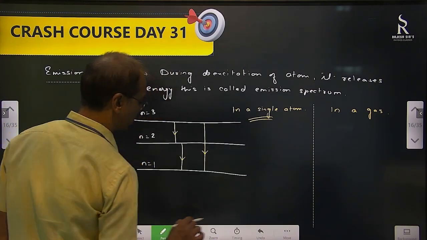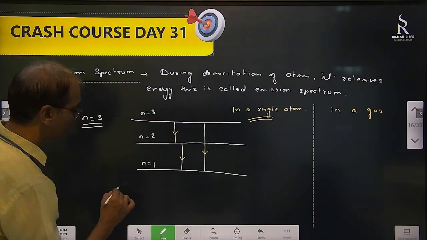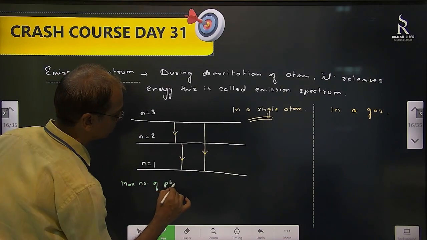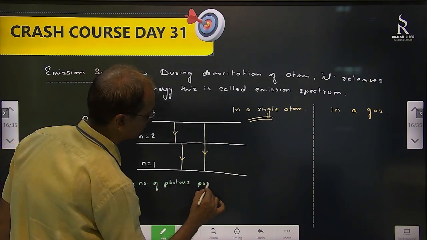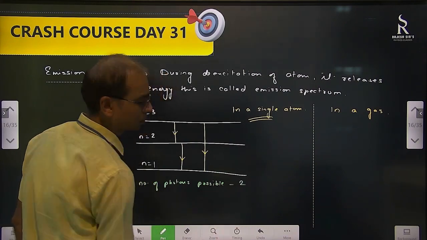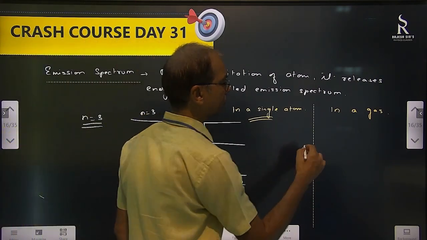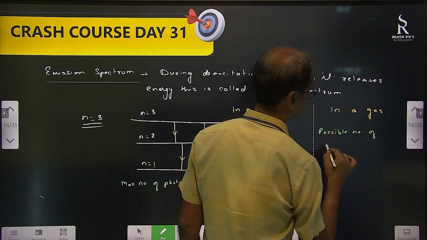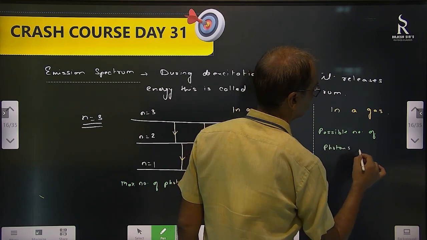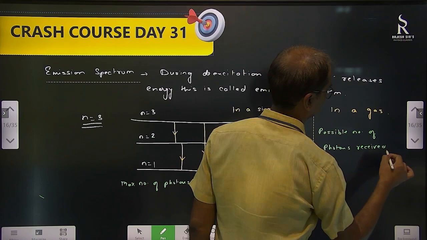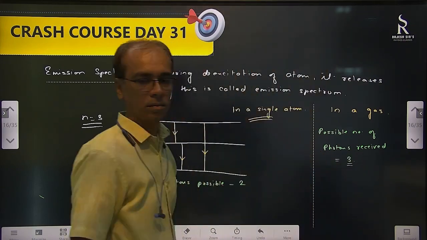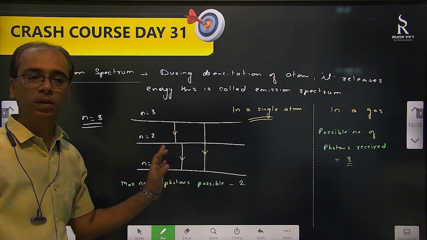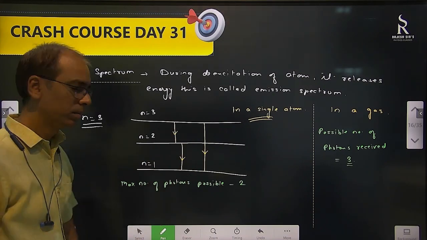So now see what the answers are. Sometimes you get confused in this itself. This is a single atom. Maximum number of photons possible: 2. In this one, possible number of photons received: 3. Single atom, 2 maximum. 1 is also possible. It is not that 1 is not possible, 1 is also possible; we are writing maximum. If you have to ask the minimum number, then 1.